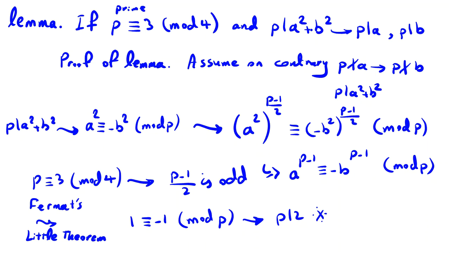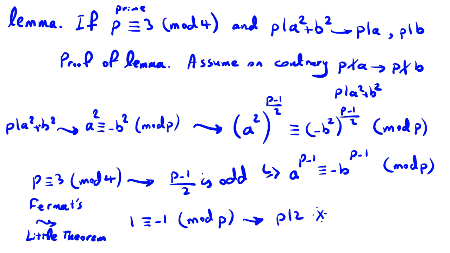So because p divides a squared plus b squared, p also doesn't divide b. Because if p divides one of them, for example if p divides a, then p divides a squared, and because p divides a squared plus b squared, then p divides b squared. If you subtract, then you can conclude p divides b. So if p doesn't divide a, then p doesn't divide b.